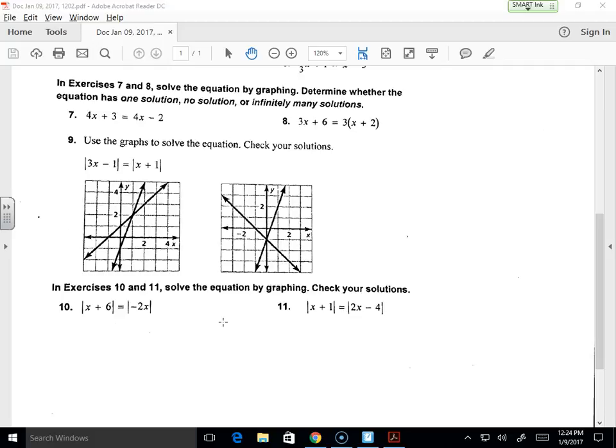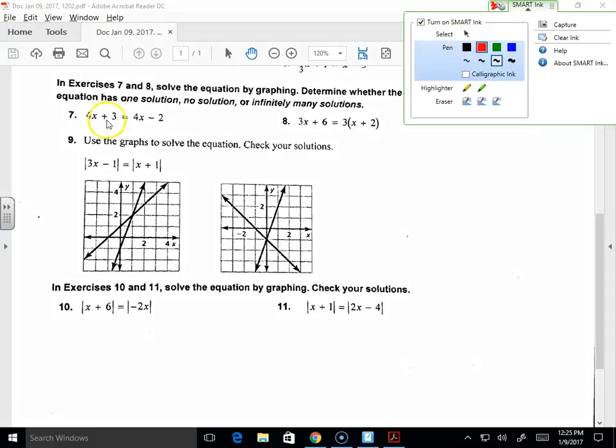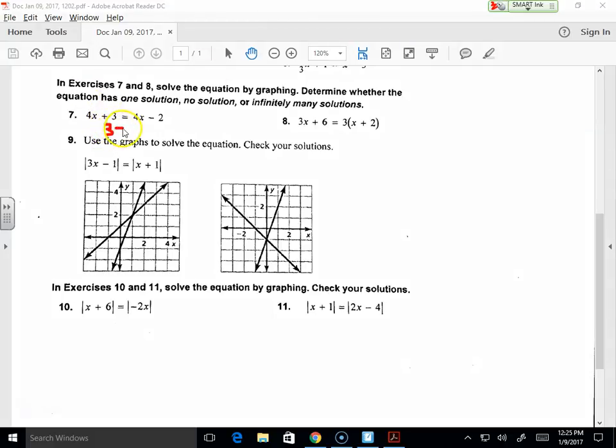Here we go. Number 7 through 11, let's talk about it. Actually, 7 and 8, let's do this fast. Can we just check the answers real fast? Isn't it just like you're subtracting 4x from both sides, so you're just getting -2? Yeah, now question, does 3 equal -2? That's where you should have ended up. So no solution? It's no solution because this statement is false, right?